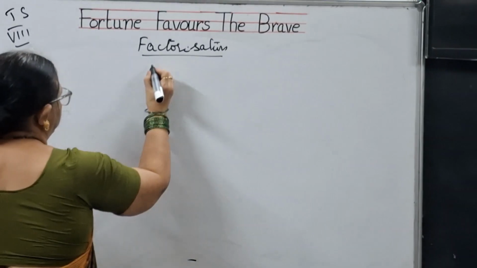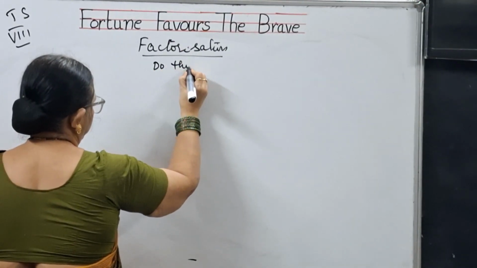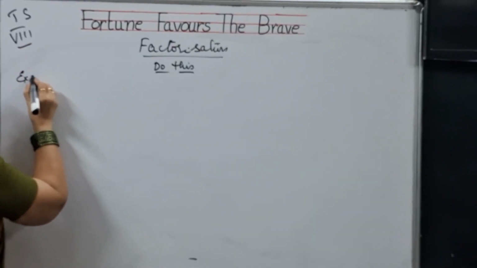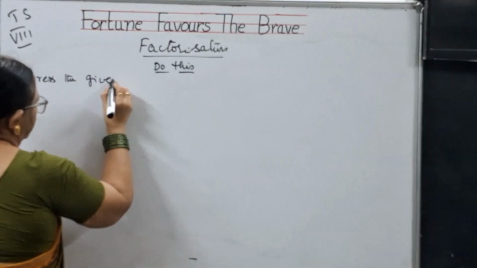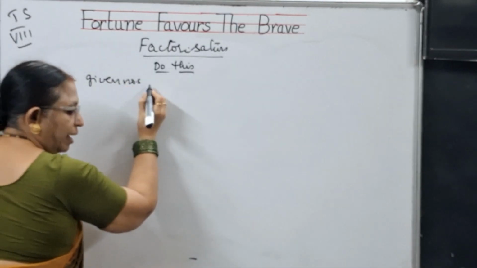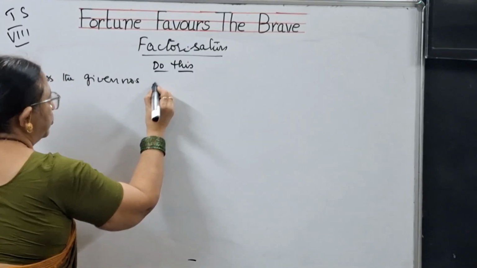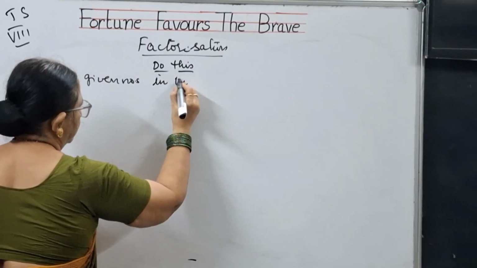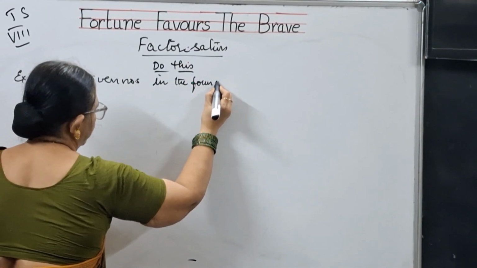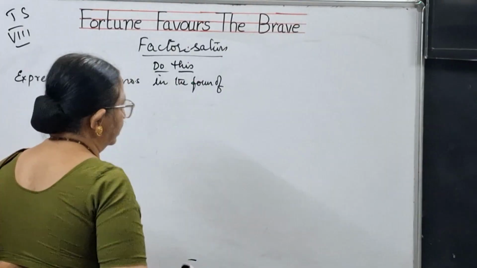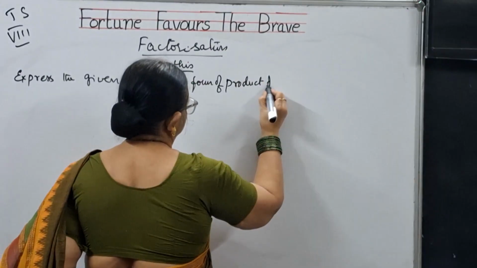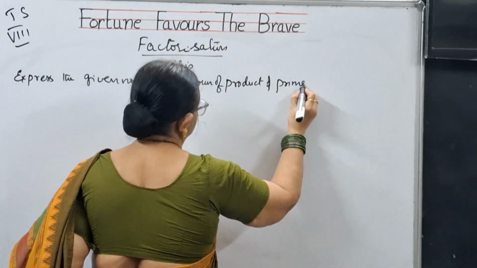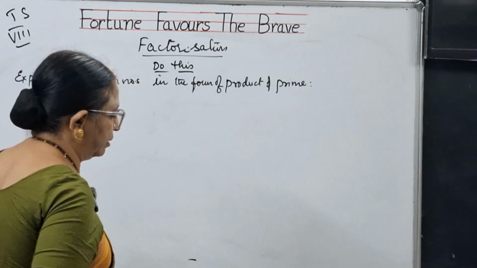Now let us go and do these sums. Express the given numbers in the form of a product of primes. That means you need to find out prime factors.